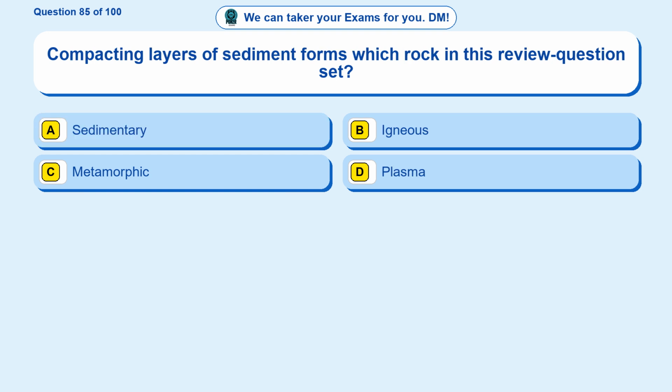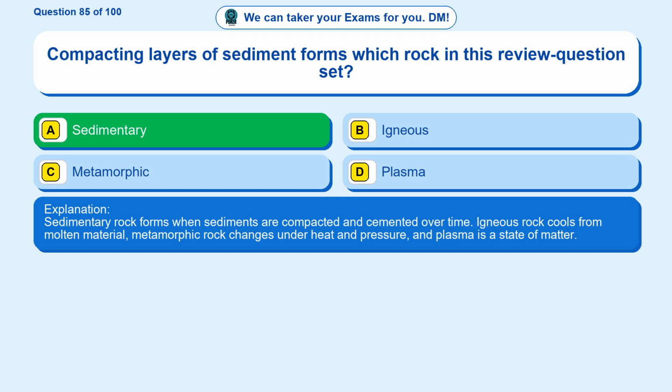Question 85. Compacting layers of sediment forms which rock in this review question set? Option A, sedimentary. Option B, igneous. Option C, metamorphic. Option D, plasma. The correct answer is option A. Sedimentary. Sedimentary rock forms when sediments are compacted and cemented over time. Igneous rock cools from molten material, metamorphic rock changes under heat and pressure, and plasma is a state of matter.